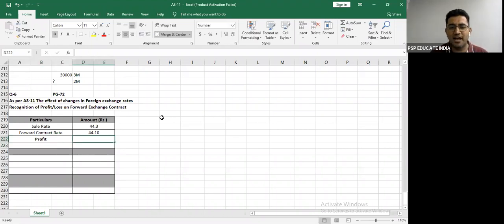So this time we have profit. What's your profit? How much is your profit? 0.20. So 0.20 is your profit. This is how exactly you will think. I purchased at 44.1. I am selling at 44.3. So I have a gain of 0.2.